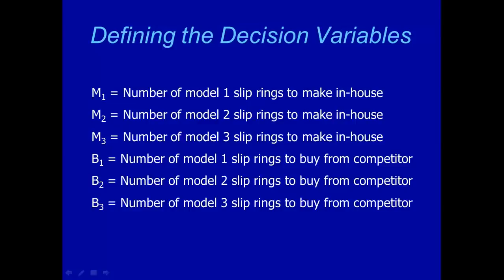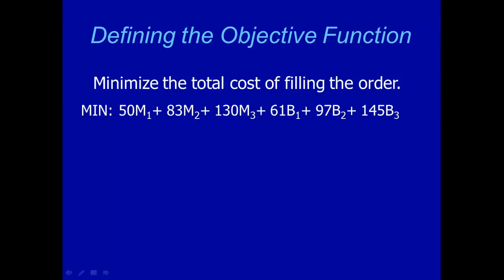Let's define our 6 decision variables this way. M1 to M3, they are the number of Model 1, 2, and 3 rings to make in-house. And then B1, B2, B3, they are the number of Model 1, 2, and 3 rings to buy from a subcontractor. Now let's look at the objective function.